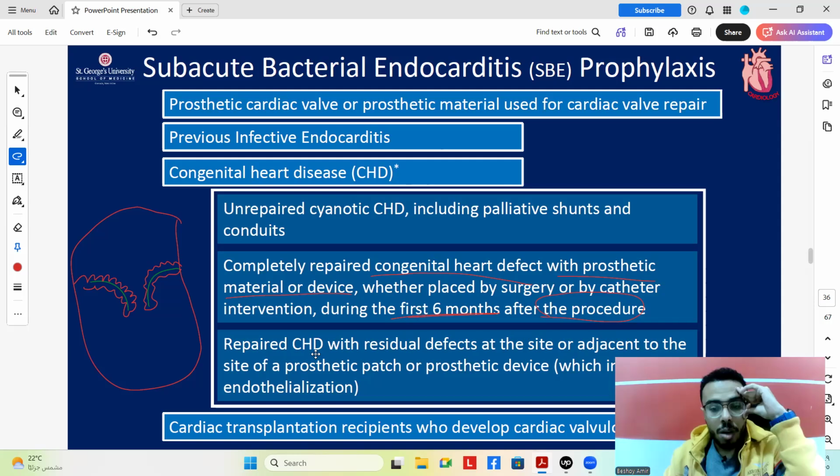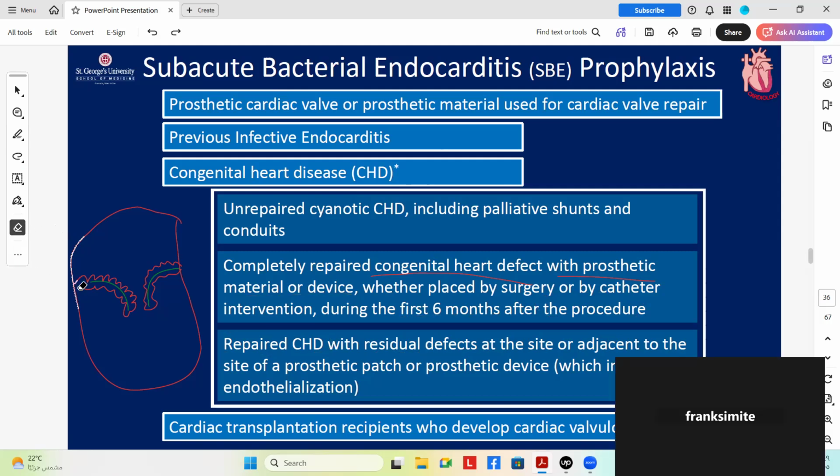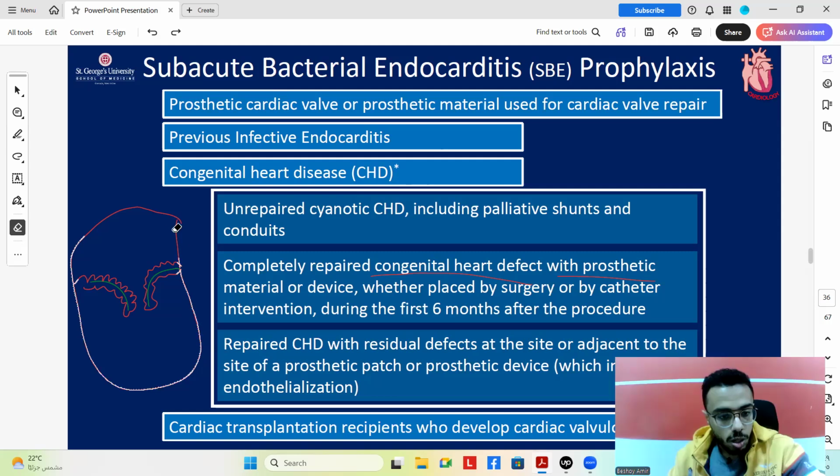If it's a repaired congenital heart disease with residual defect, you know why I'm giving every patient with congenital heart disease, at least the cyanotic ones, a prophylaxis? Because if I'm having a congenital heart disease, I'll tell you.